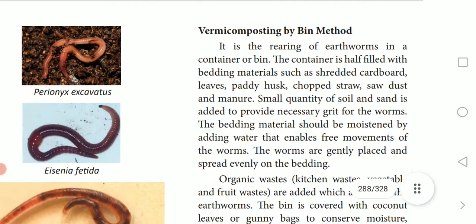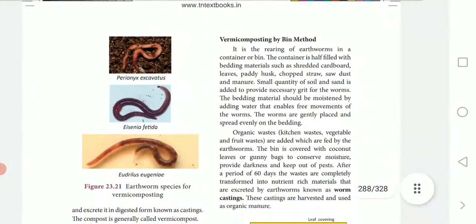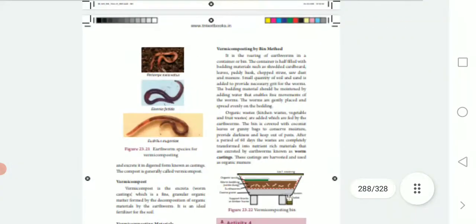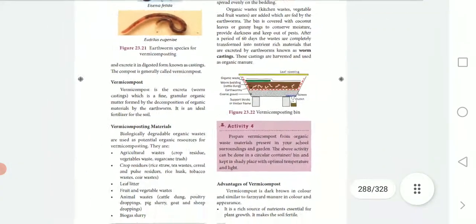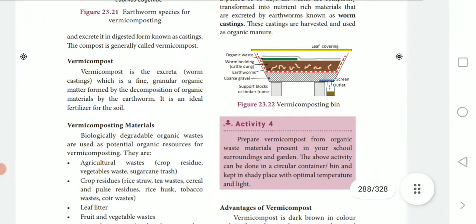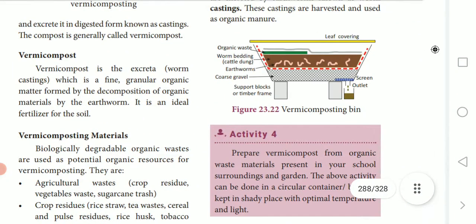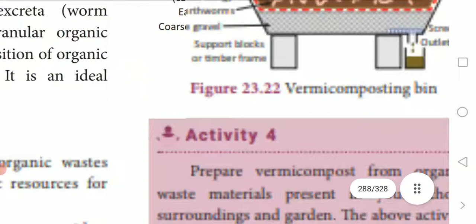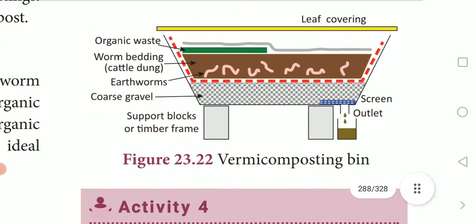The next one is vermicomposting by bin method. The bin method is the rearing of earthworms in a container or bin. This is the technique we are seeing, and we call this a vermicomposting bin. This is the rearing of earthworms in a container or a bin.